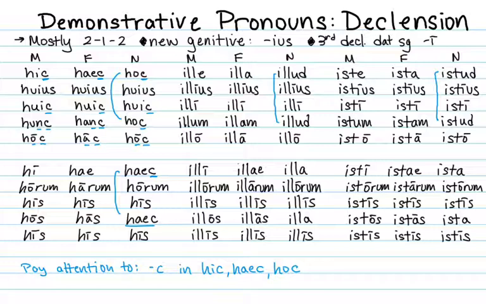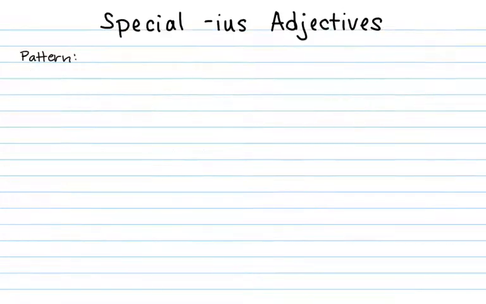So pay attention to where the C shows up in hic, haec, hoc, the fact that the genitive singular ends in IUS and the dative singular ends in long I. I highly recommend that you chant to yourself these paradigms over and over again. Write them out as many times as you can. That's it for now. I lied. Here's another slide.